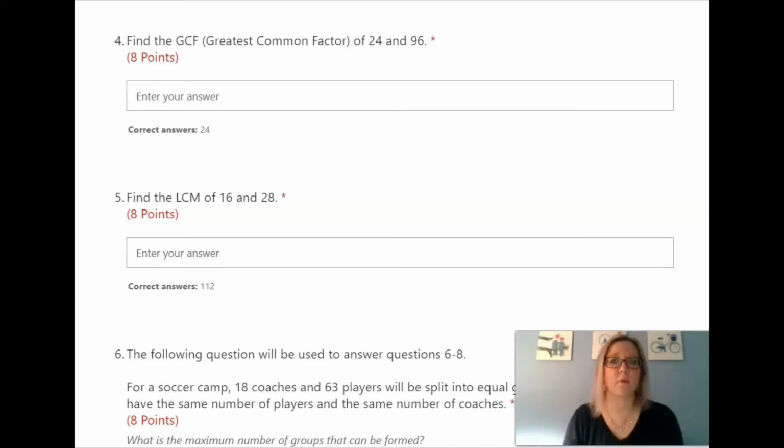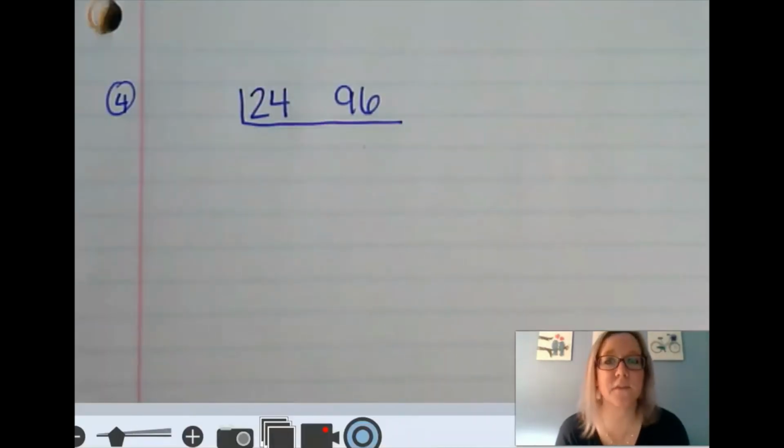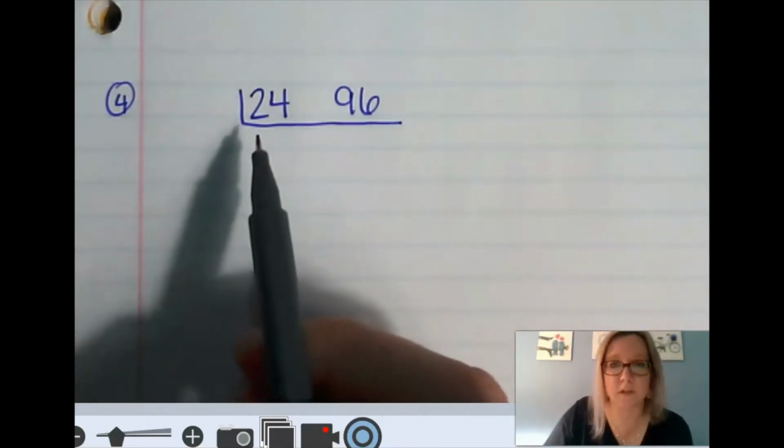Well, first of all, remember a factor is a number that goes into the other number evenly. So it's the largest number that divides evenly into 24 and 96. Okay, and I'm going to use the sled method for this problem because if I were to list all the factors of 24 and 96, that's going to take some time. There are a lot of factors. So the sled is what I'm going to use.